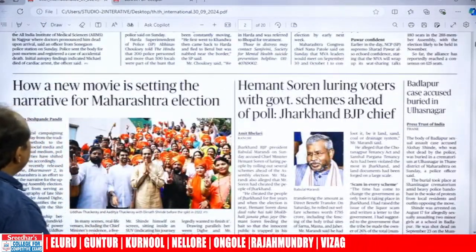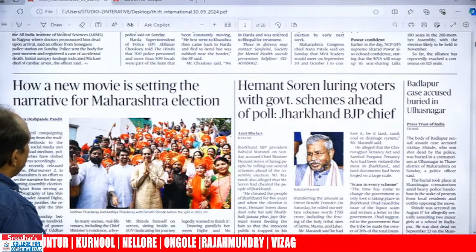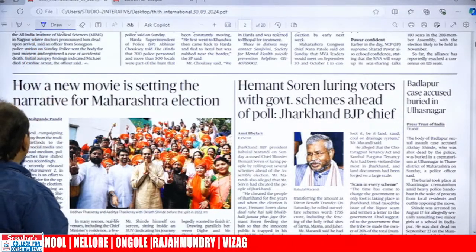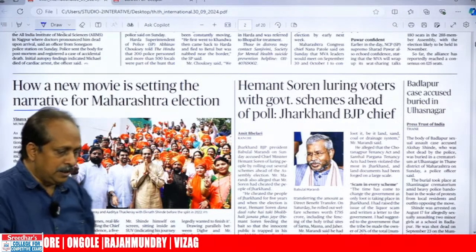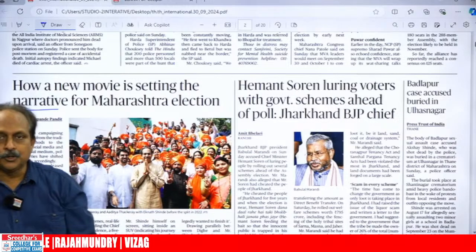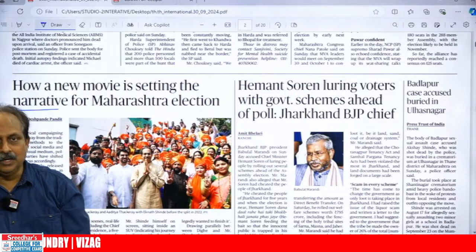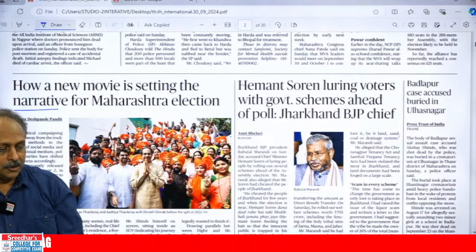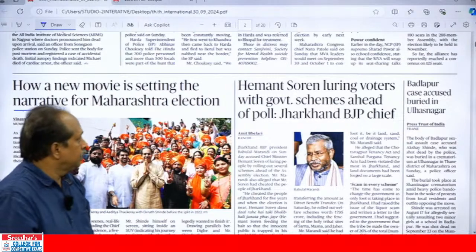How a new movie is setting the narrative for Maharashtra election. Looks like there is a new movie that is setting the narrative. Narrative means a story. Story, we also use the word narrative. For Maharashtra elections fast approaching.